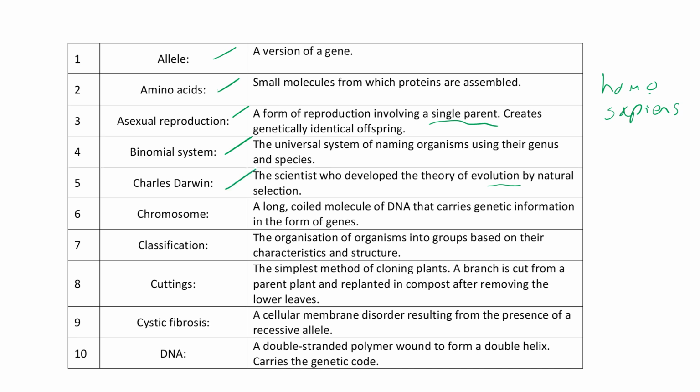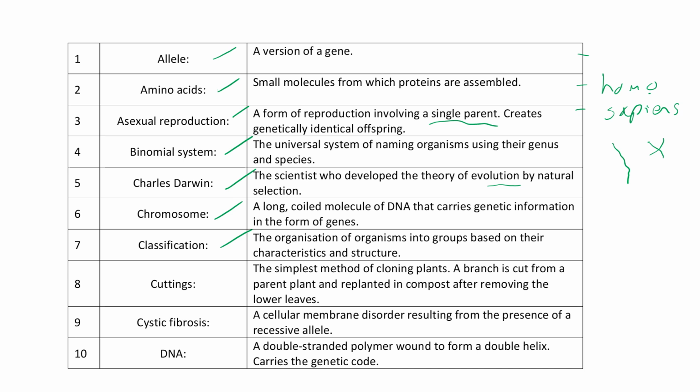A long coiled molecule of DNA that carries genetic information in the form of genes. Mostly in your cells it's kind of like a long strand until it starts to divide, and often they are drawn as your X's. Chromosomes. The organization of organisms into groups based on their characteristics and structure: classification. So for example, Homo sapiens, that is us. Right, but then if you go up another level before that, then it's very similar to chimpanzees.